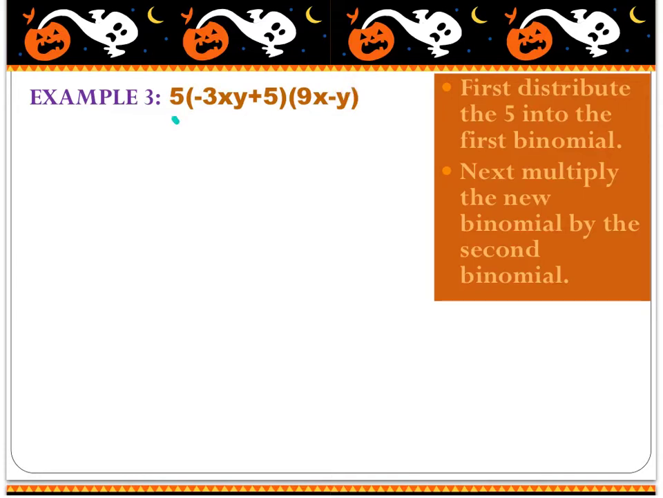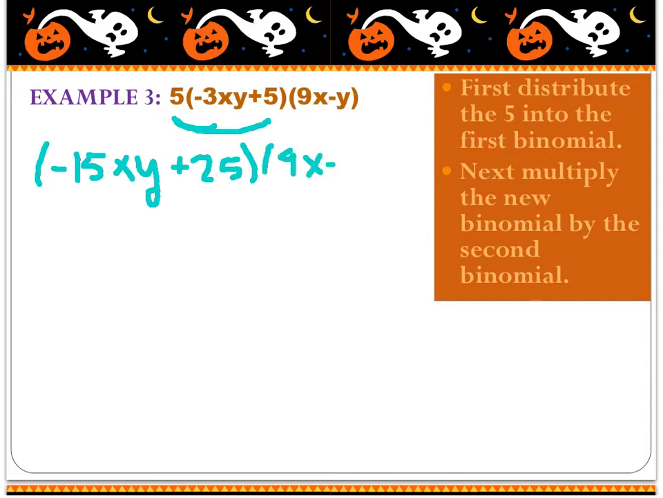So that's what I'm going to do. I'm going to do 5 times this, 5 times this. That's going to give me negative 15xy. Notice how just the 5 and the negative 3 multiply. Plus 25. Now I still keep that in parentheses because I need to multiply times the 9x minus y.